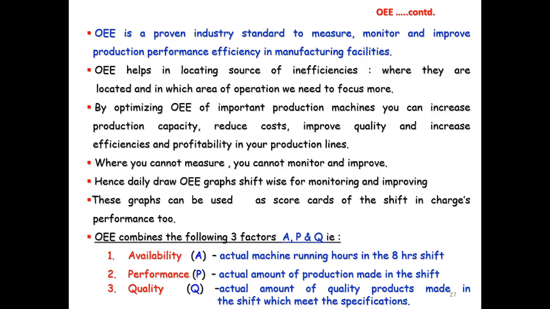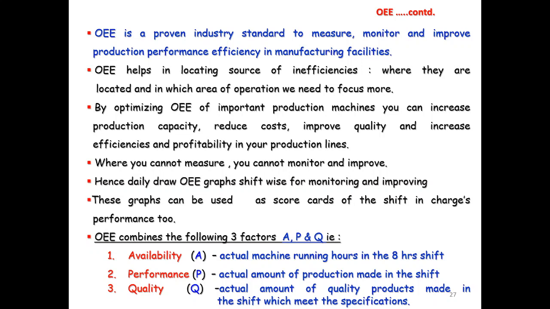Where you cannot measure, you cannot monitor. Where you cannot monitor, you cannot improve. Hence, for measuring and monitoring, draw the OEE graph shift-wise daily. These graphs can be used as scorecards for the shift in-charges too. They can do RCA, that is root cause analysis of the weak points, and take corrective actions to improve the OEE.